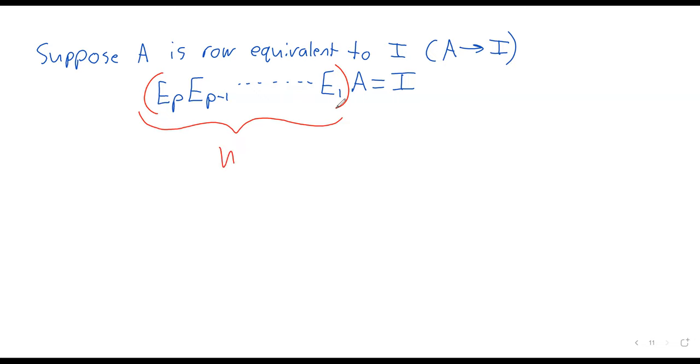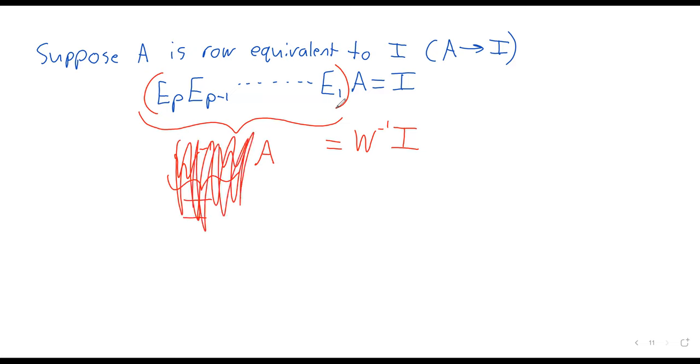For now, I'm just going to say, and we can accept, that elementary matrices are all invertible. So what we can do is, associativity lets us think of those elementary matrices as a single product. If we gave this a name, say we called it W. Now if we multiply both sides of this equation on the left by the inverse of W, how do I know that W has an inverse? Well, because the product of invertible matrices is invertible. So if I multiply both sides by the inverse of W, this turns into I.